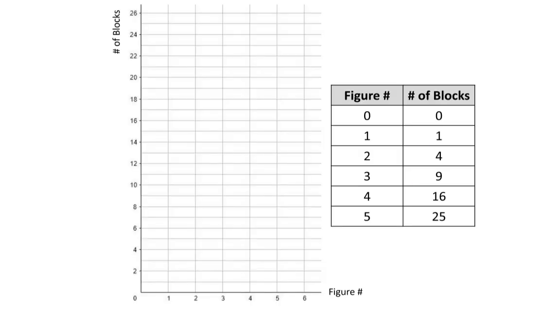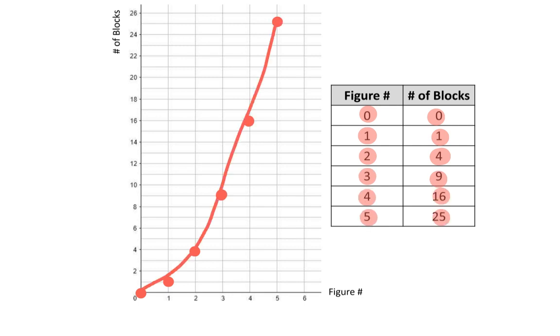I can now represent this pattern with a graph, and I'm going to use a table of values to help me do that. This graph looks a lot different than the graphs we're used to seeing. This doesn't look like a straight line. This looks like a curved line, and that's why this is considered a nonlinear relation, because it doesn't look like a line. And more specifically, it's a quadratic relation. Quadratic relations look like curved lines.